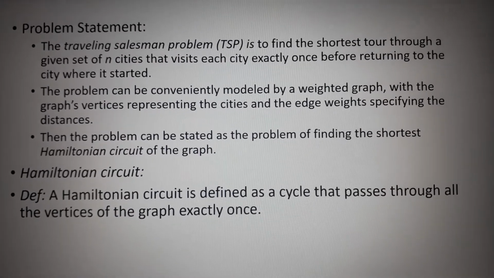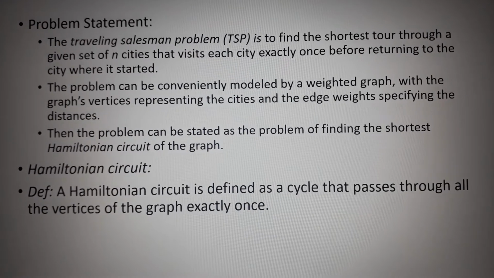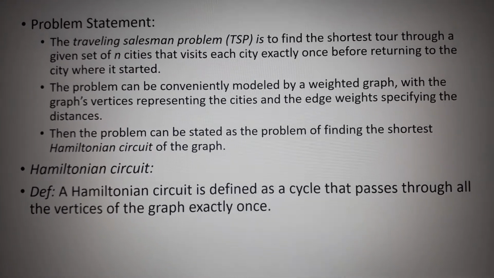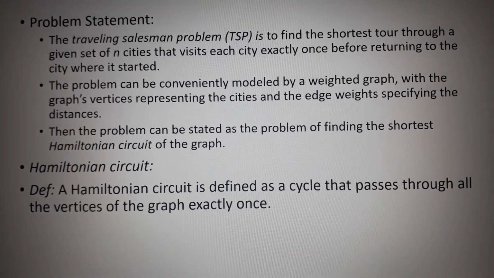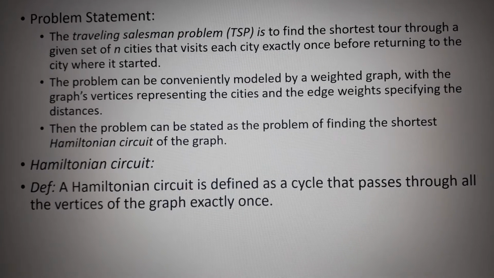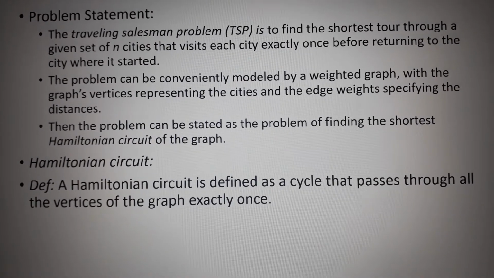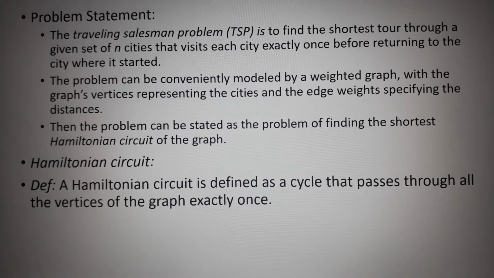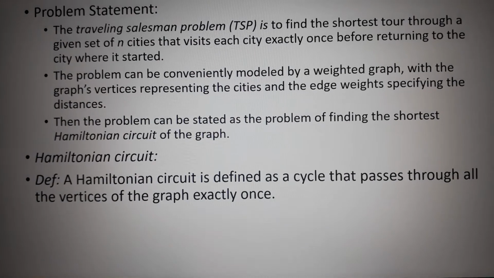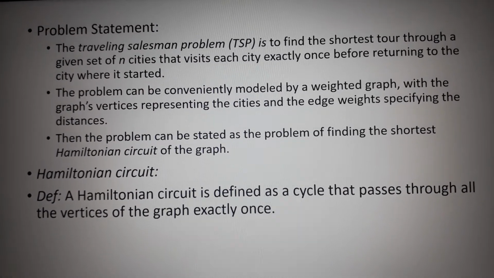The problem statement is as follows. The traveling salesman problem is to find the shortest tour through a given set of n cities that visits each city exactly once before returning to the city where it started. The problem can be conveniently modeled by a weighted graph, with the graph's vertices representing the cities and the edge weights specifying the distances. Then the problem can be stated as the problem of finding the shortest Hamiltonian circuit of the graph.